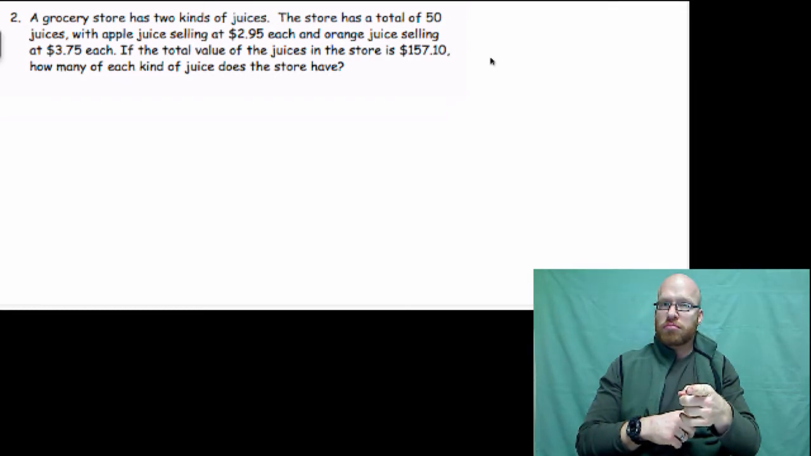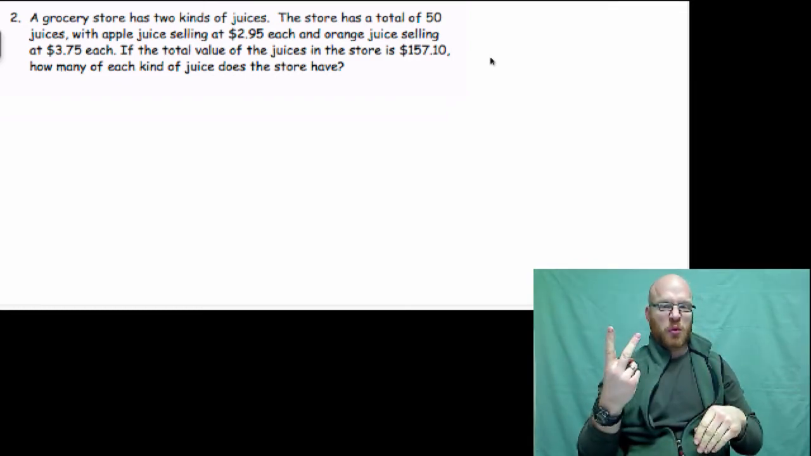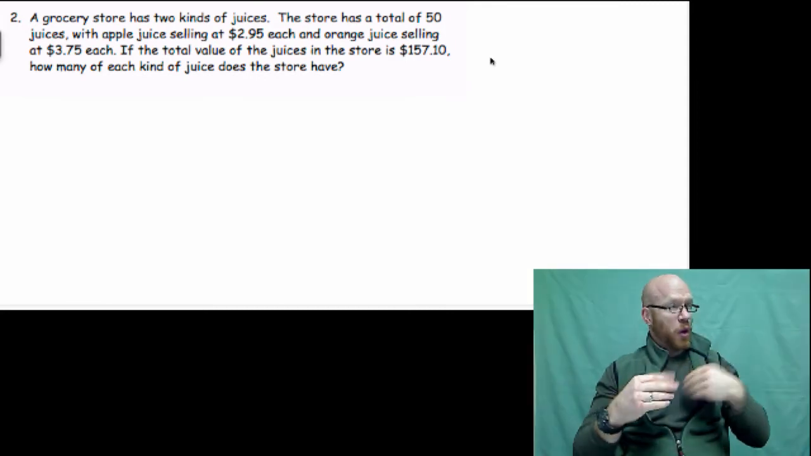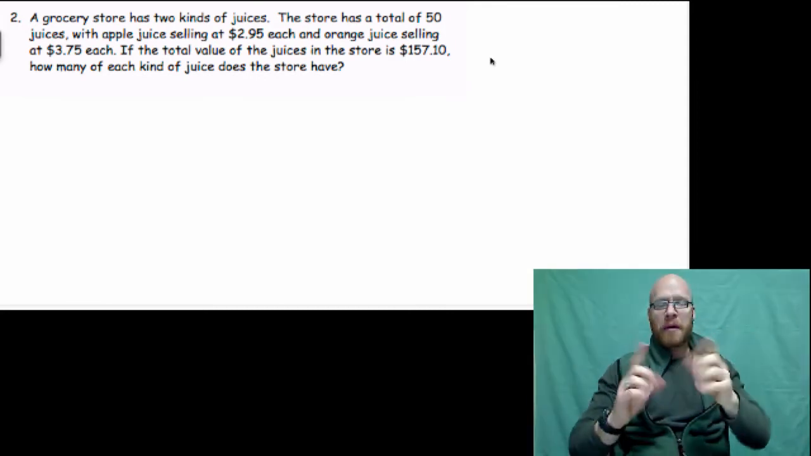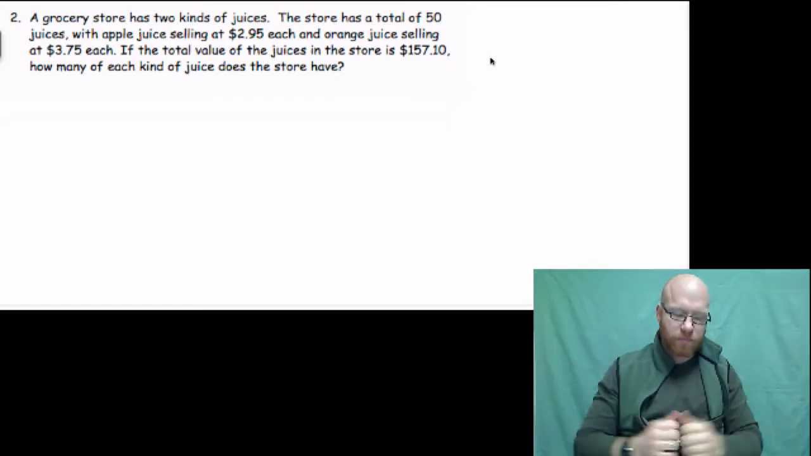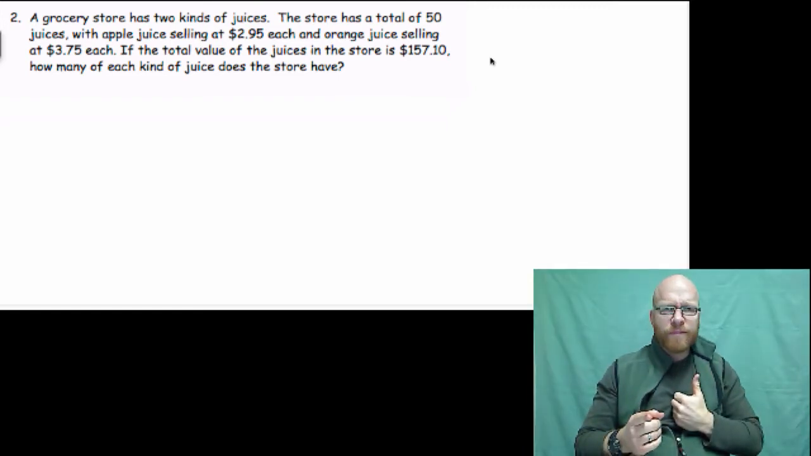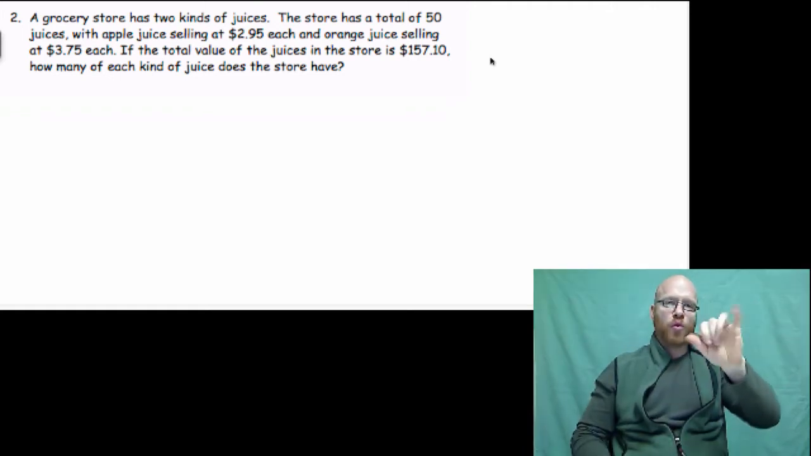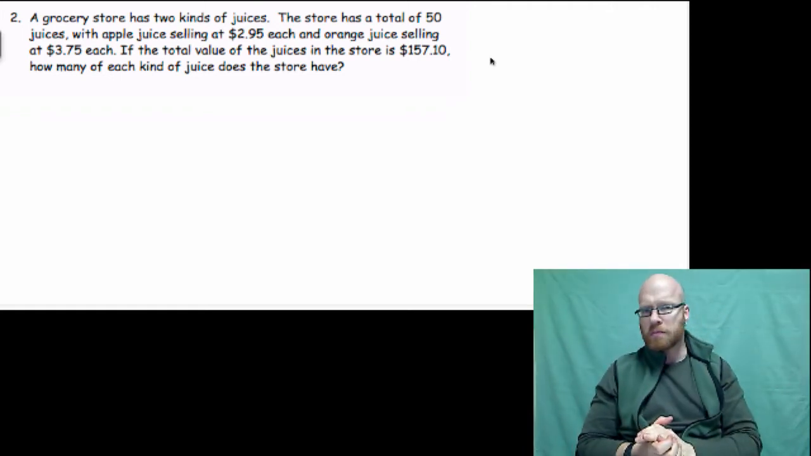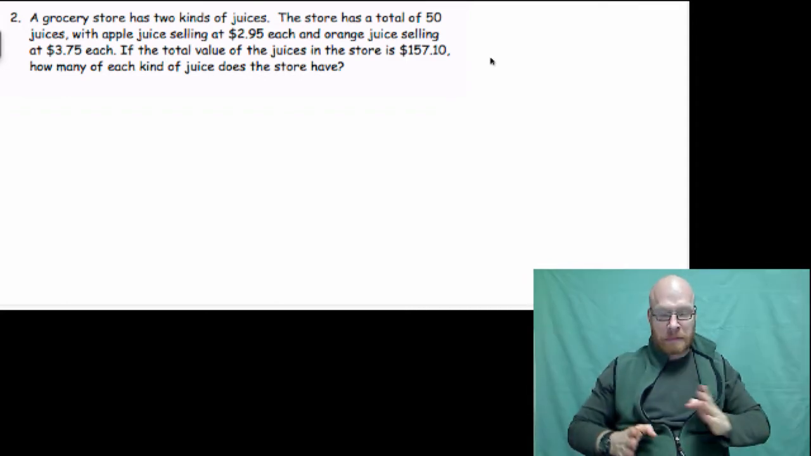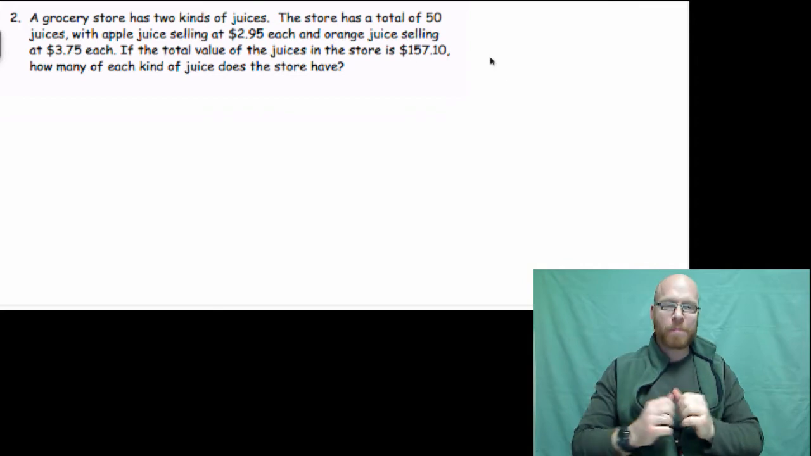What we have is a store. It must be a small store. It only has two kinds of juices. Two? Really? I know where I shop, I have a whole shelf load of different juices. Anyways, it could be a corner store, a neighborhood store. They have two kinds: apple juice and orange juice. Those are the two popular juices there. There are 50 bottles in total. That's a small store. Anyways, back to the problem.